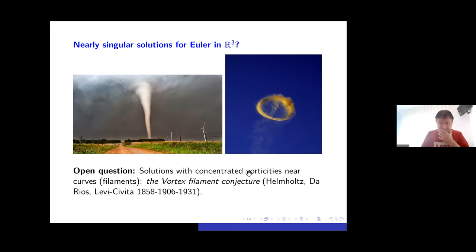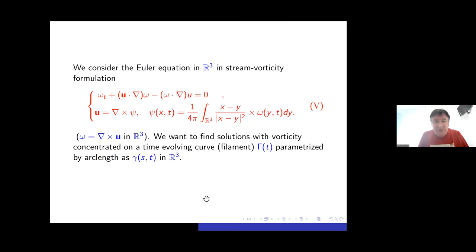The reduced formal dynamics, the first intuition for them, at least for vortex rings, was found by Helmholtz, and the precise law was found by a student of Levi-Civita in the early 20th century, 1904 actually, by Da Rios, and later on discussed by Levi-Civita a lot of times until 1931. So I will describe to you what this is.